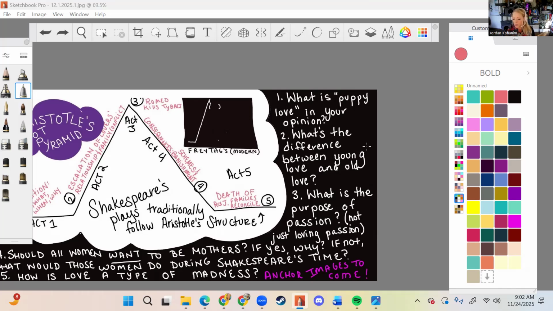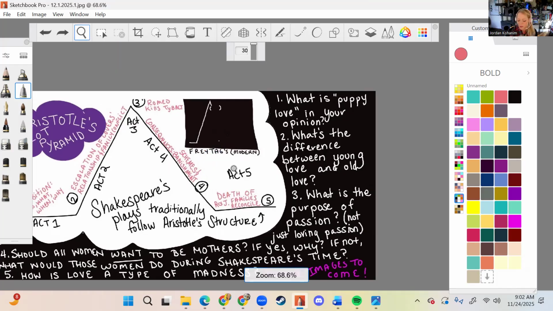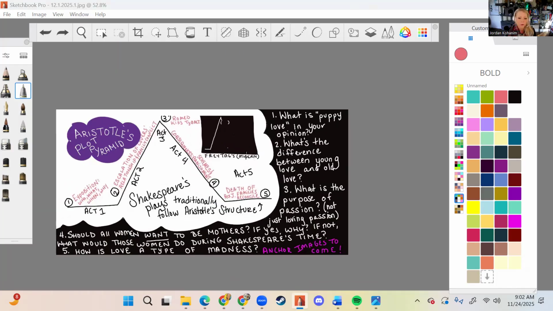Question number two: what's the difference between young love and old love? Imagine for a moment that you see a young couple, maybe they're 15 or 16, and they're so in love. We see this as a high school teacher all the time. You see this, "Oh, I just can't imagine my life without him." Everything starts to revolve around that relationship because it's new and they've never felt this type of love before. So this is all very new and exciting.